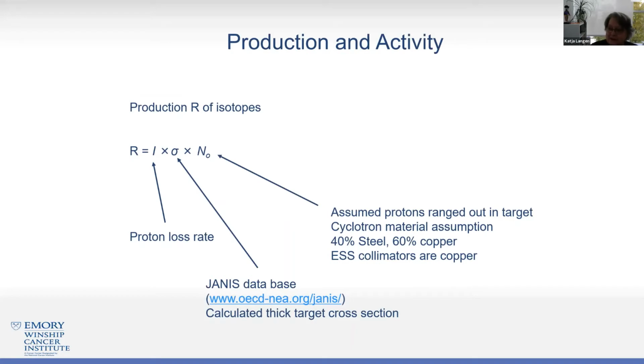So now we have determined I, the proton loss rate. We used publicly available databases to look up thick target cross sections. For our targets, we assumed that the cyclotron was 40% steel, 60% copper. Again, that's an assumption. There's obviously much more in that cyclotron than this, but this is, I think, a reasonable assumption. The energy selection system is your main problem. There are the copper energy slits, and different vendors use different materials.